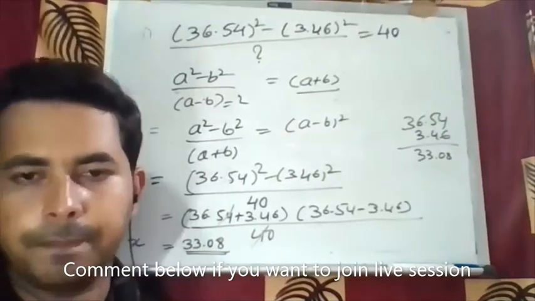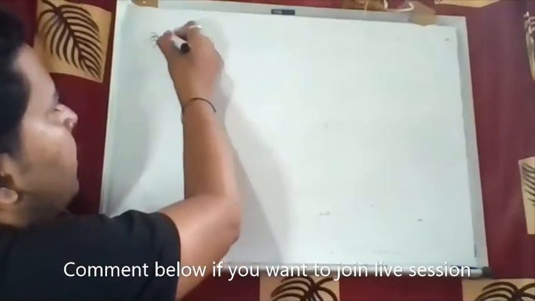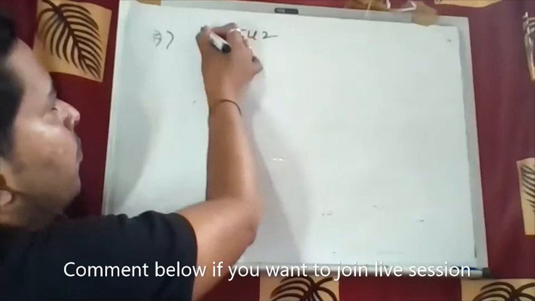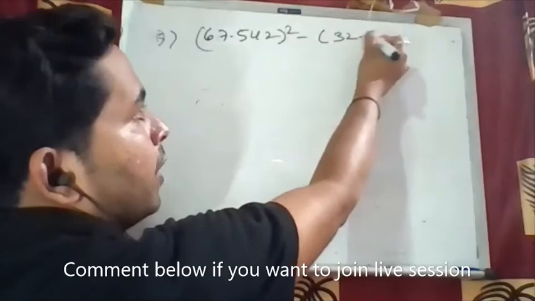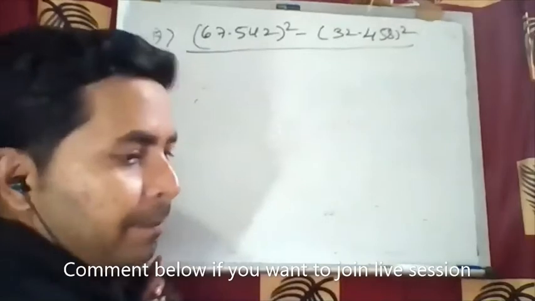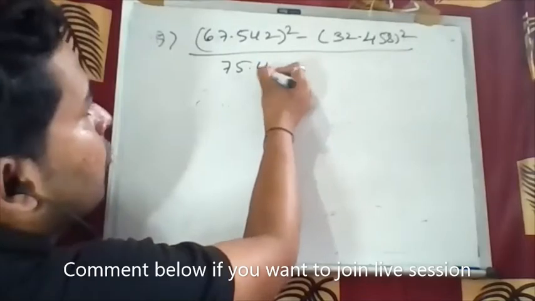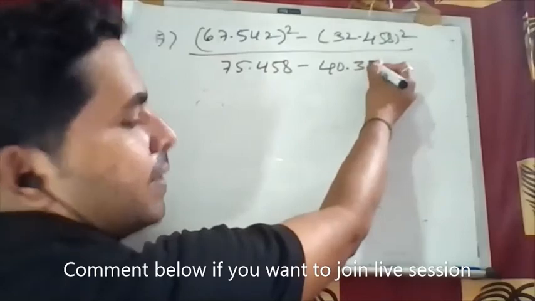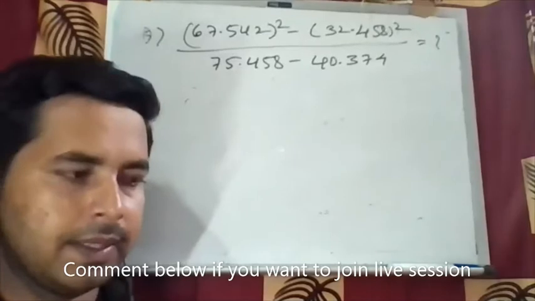Anybody got this answer? Yes, sir. The question is the fifth one. 67.542 square minus 32.458 square divided by 75.458 minus 40.374. So what will be the answer? देखो कैसे आएगा ये?